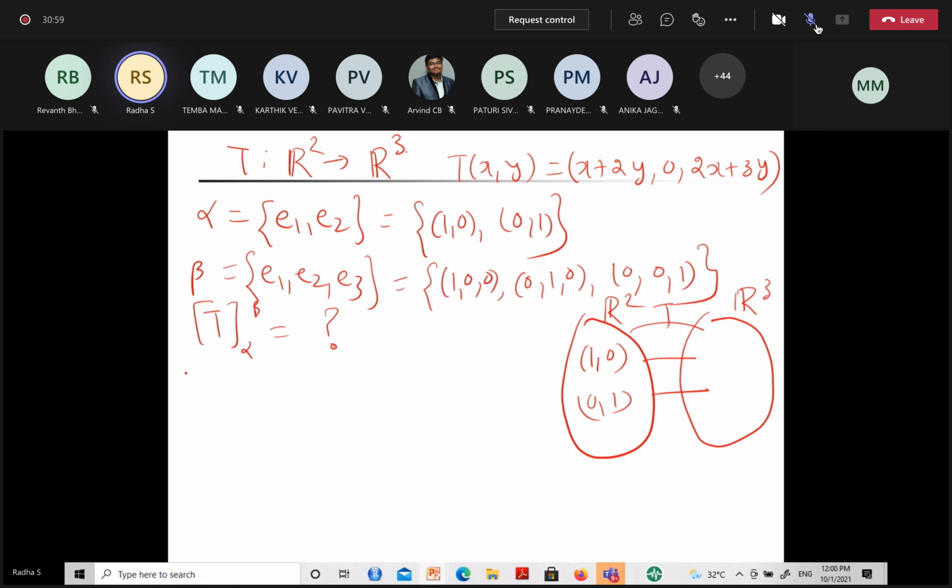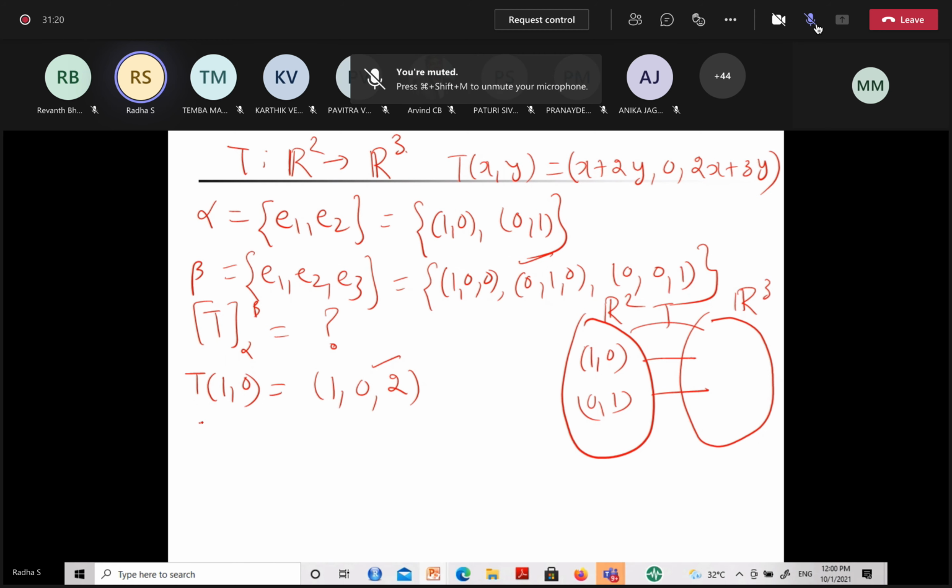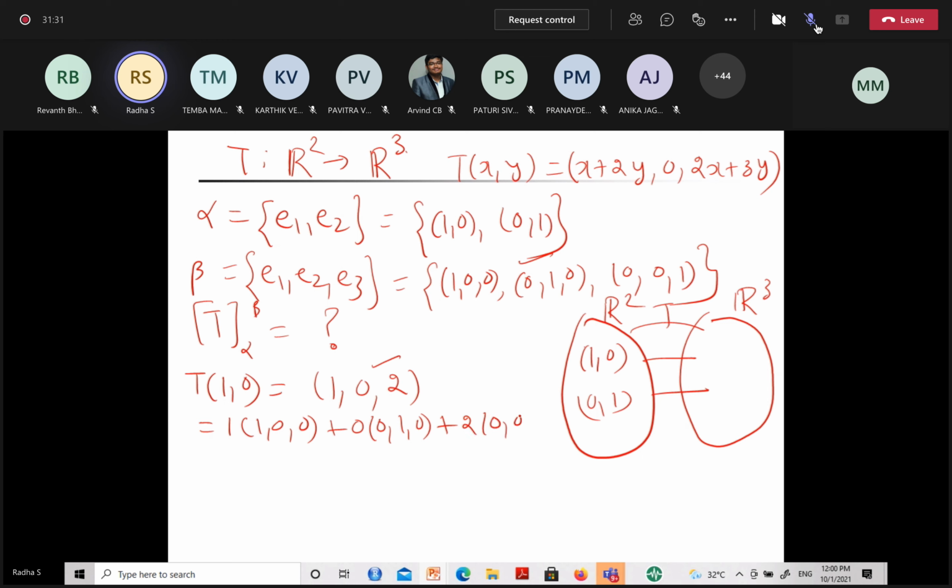Okay, tell me, where does 1, 0 go? 1, 0, and 2. So can you write this as a linear combination of these three? Simple. 1 times 1, 0, 0 plus 0 times 0, 1, 0 plus 2 times 0, 0, 1. Correct? Is it right? Yes, ma'am. Then next find T of 0, 1.